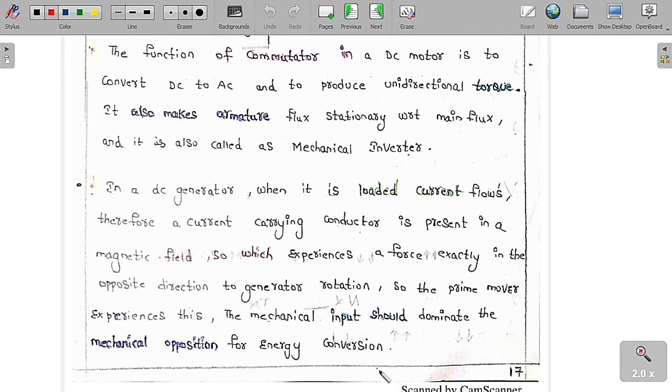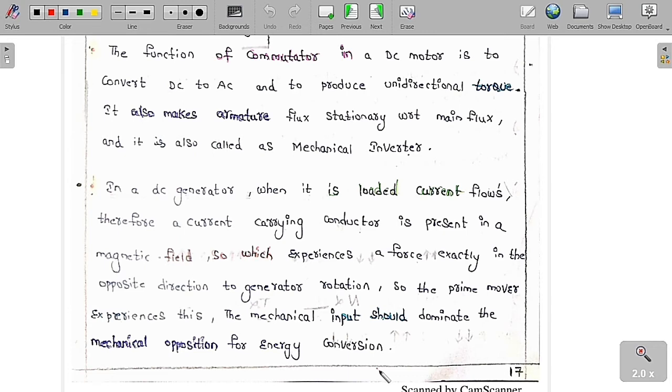Whenever a current carrying conductor is placed in a magnetic field, it experiences an electrical torque. This electrical torque direction is opposite to the mechanical torque direction. So the mechanical torque should dominate the electrical torque, then only can we say that energy conversion happens, otherwise there is no energy conversion.